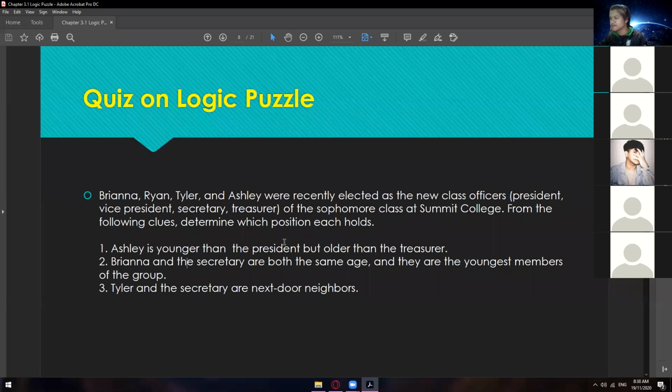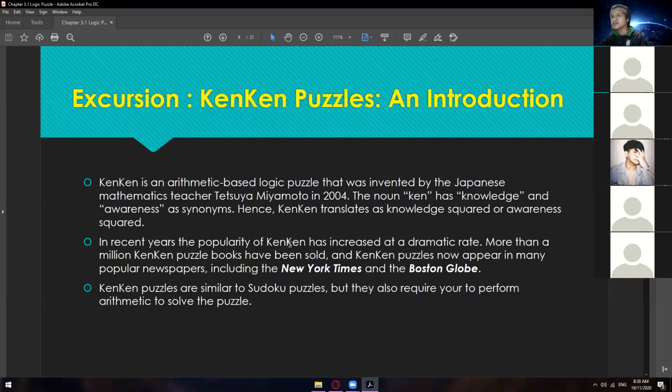Alright, so if none of you has a question, so feel free to ask me soon kung nagkaroon man kayo ng problema. Alright? So the next topic is can-can puzzle. Alright? So before we start with can-can puzzle, is there anyone here who knows how to solve a Sudoku puzzle? Opo. Okay. Yes, sir. Or let me rephrase my question. Is there anyone here who doesn't know how to play? I mean, doesn't know how to solve Sudoku puzzle?